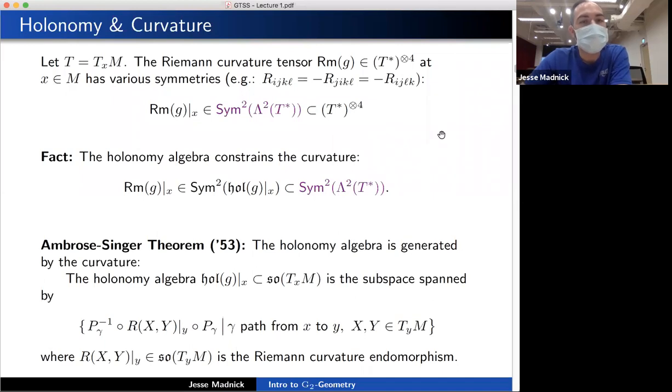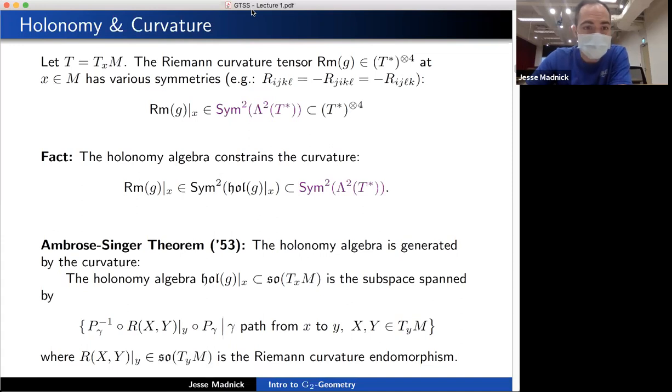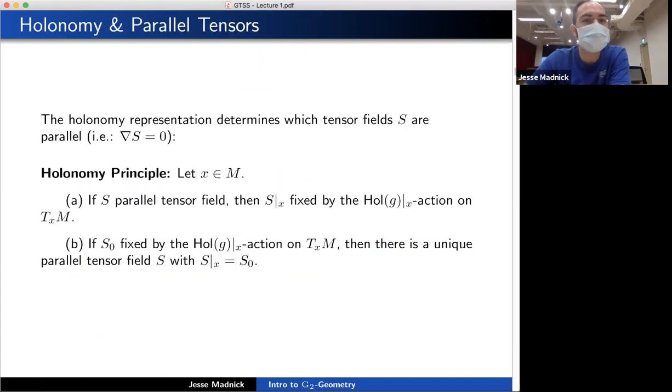Conversely, not only does the holonomy constrain the curvature, but in fact the holonomy, in a sense, determines the curvature, it generates it. Okay, this is the Ambrose-Singer theorem. It says that the holonomy algebra is spanned by curvature endomorphisms, or more precisely, it's spanned by conjugates of the curvature endomorphisms, where the conjugates are parallel translation maps. Okay, so this explains the common slogan, holonomy is curvature. Sometimes you'll hear that.